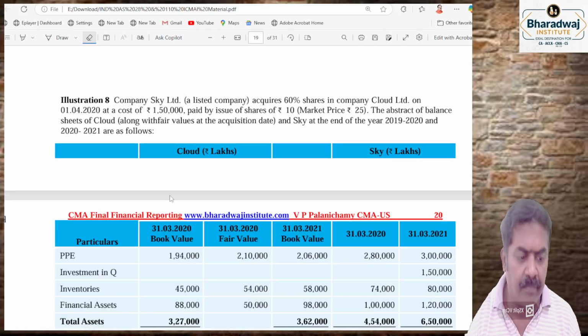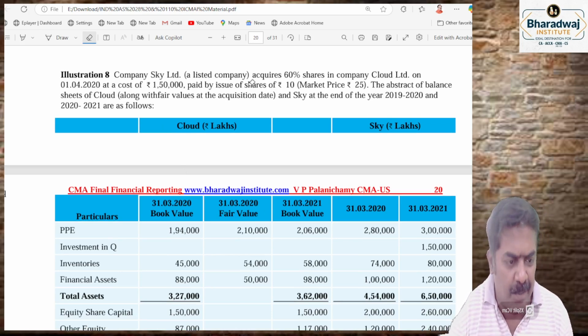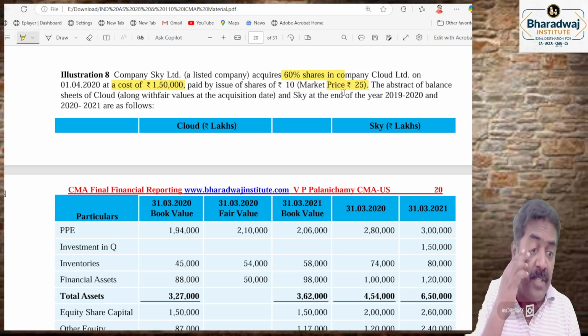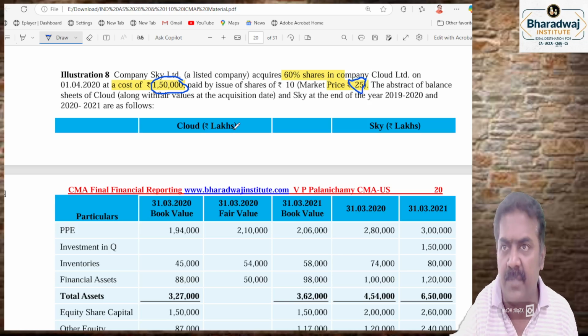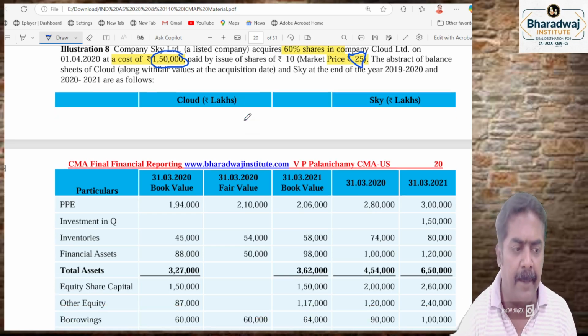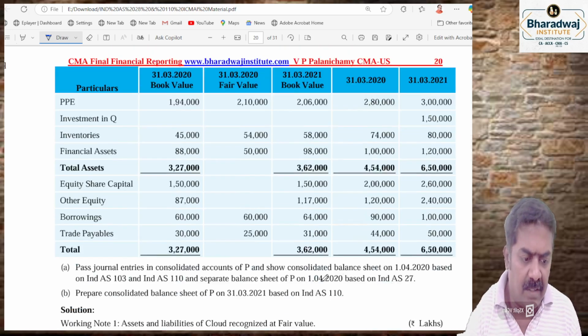Go to illustration 8. It's a similar question to whatever you've done now. We acquired 60% of shares at a cost of 1,50,000. We issued at market price of 25. So how many shares would have been issued? 1,50,000 divided by 25. How many shares would they have issued? 6,000 shares of 10 face value and the extra 15 as premium. Okay, let's see. They asked for the consolidated balance sheet at the beginning of the year as well as at the end of the year.